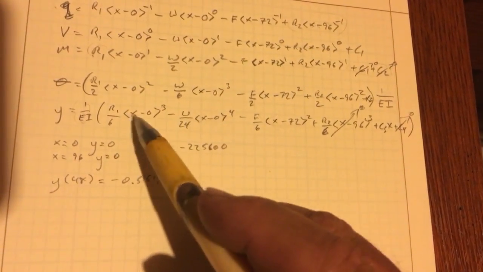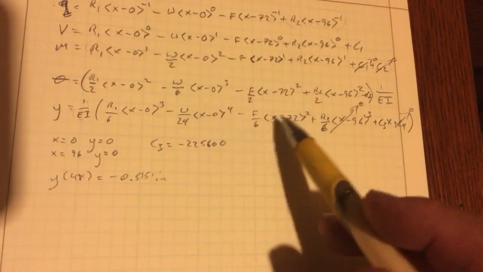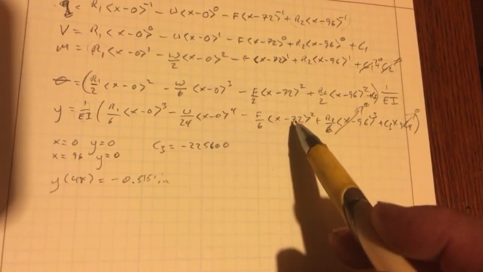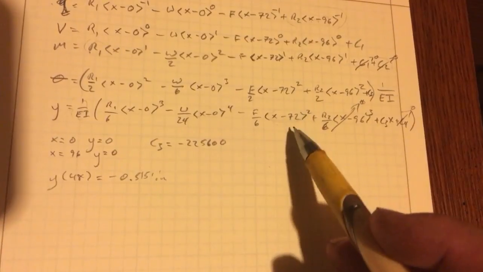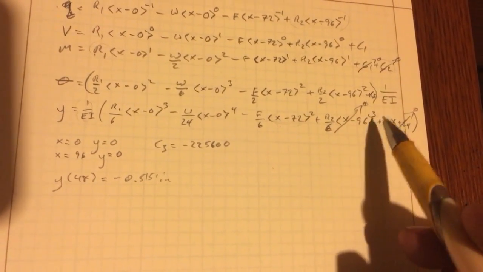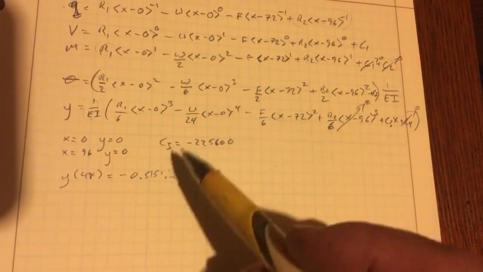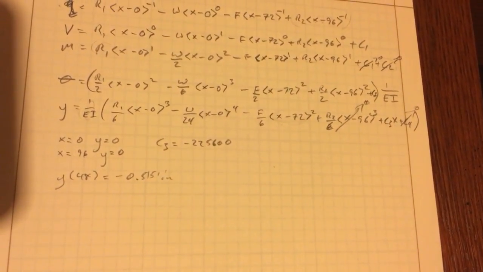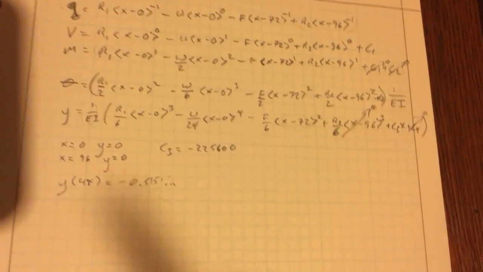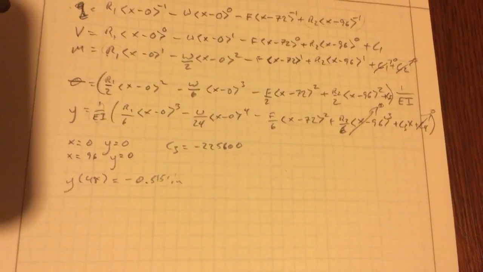You just put 48 in there. Now this would evaluate to 0 because it's less than 72, and this would be negative, so it would be evaluating to 0. And then you're just left with this expression and these two. Then you solve it, and that's what you come up with. So I hope that helps with the whole singularity concept.